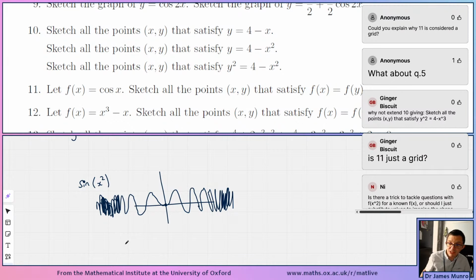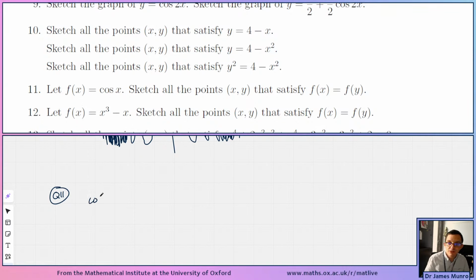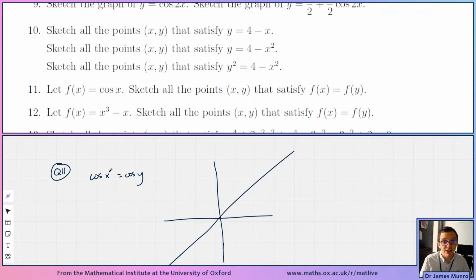Why is 11 considered a grid? 11 is considered a grid by Ginger Biscuit in chat, because for 11, is that on screen with the cosines? This one has solutions where, for some of the solutions, if you think of this as an equation that we're trying to solve, x is equal to y. You put the same number in, you get the same number out.